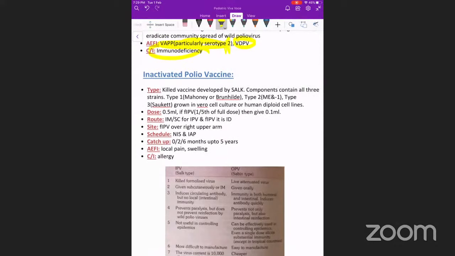Now, next is inactivated polio vaccine. IPV is a killed vaccine initially developed by Salk. It contains 3 strains: type 1 strain, which is Mahoney, the Brunhilde type; type 2 is MEF-1, and type 3 is Saukett. So these are the 3 strains it contains, and it is grown in Vero cell culture.